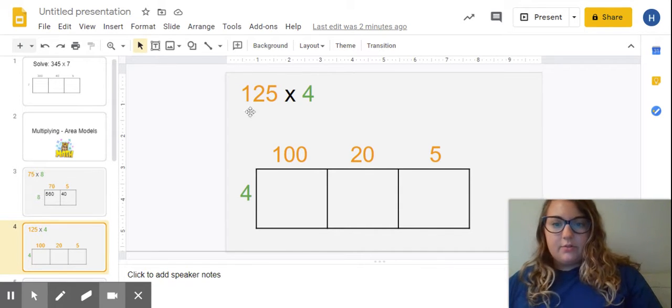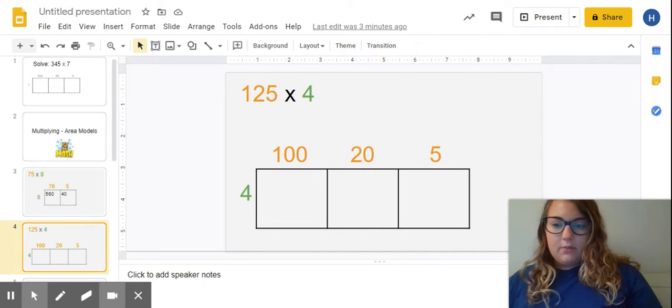So here I have 125, so I need to decompose and think about what I have in each place value. I have 100. I have 2 tens, so I have 20 in my tens place, and I have a 5 in my ones. I only have a 4 in my ones place. So this is how my area model will be set up.